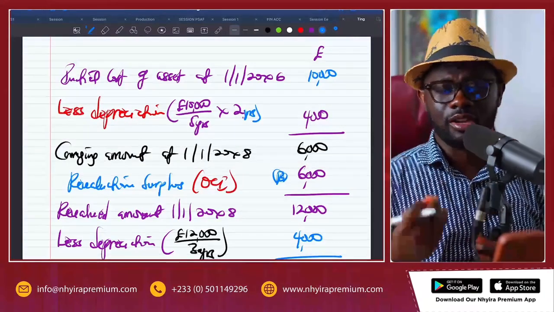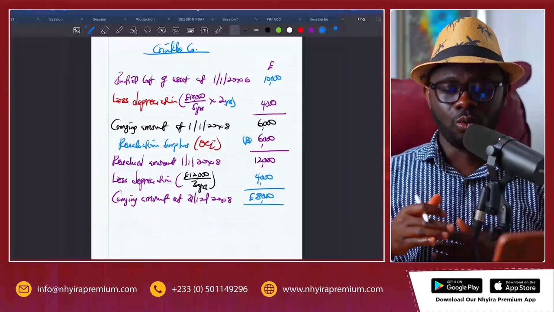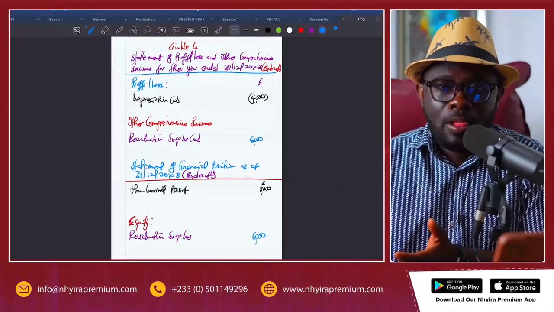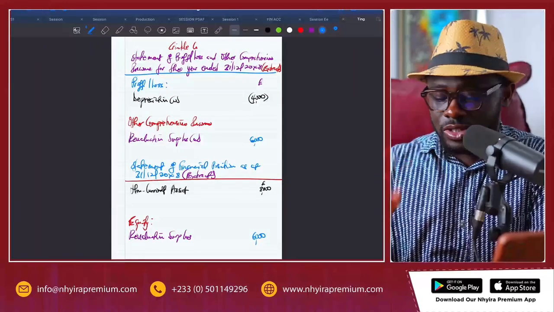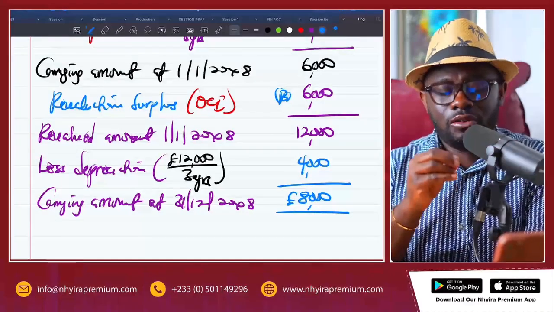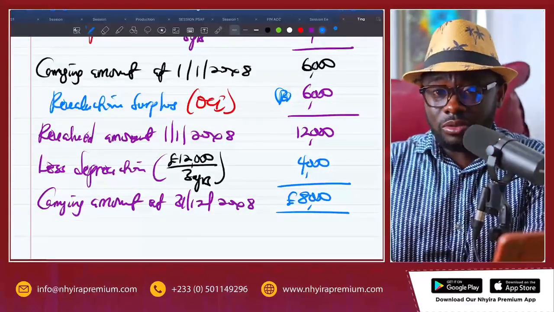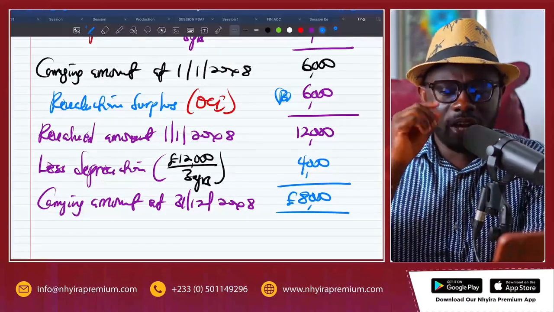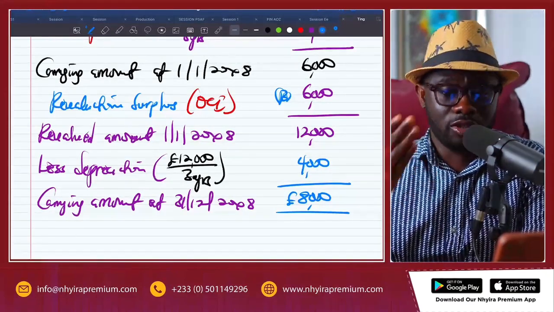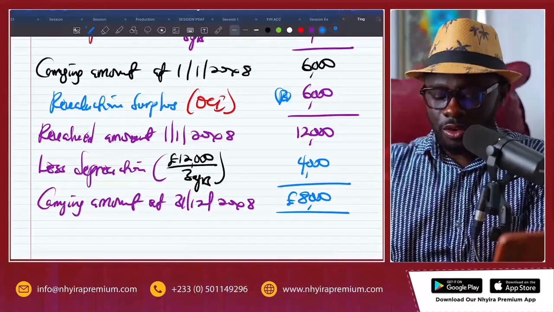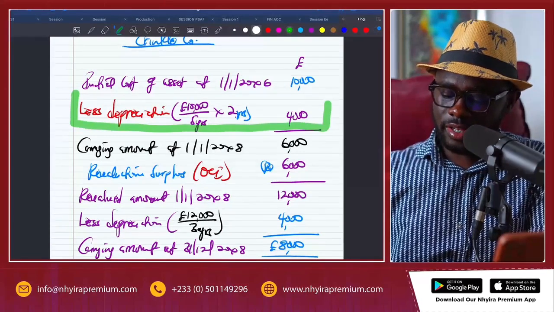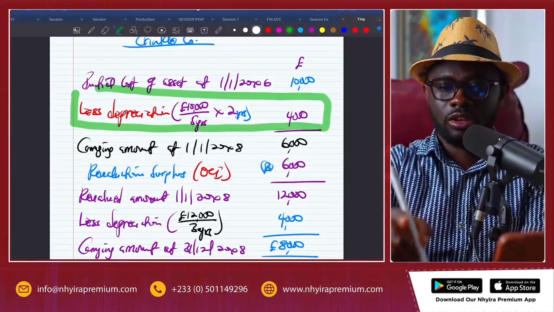So the question then we have to ask ourselves is, okay, how would we present this if the company makes a transfer? Because again, if you remember, I said something that depreciation is calculated on the revalued amount. So when we calculate depreciation on the revalued amount, it means you are charging more depreciation than you're supposed to have charged. So if you follow what is happening here, you realize that in the top here, the depreciation for the 2 years was 4,000.